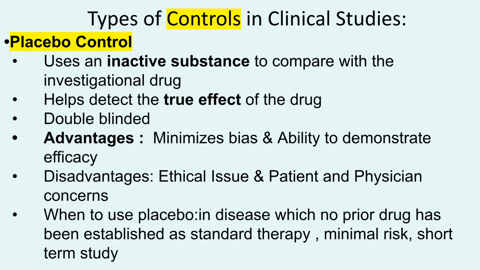First, we have the placebo control, which uses an inactive substance to help detect the true effect of the investigational drug. It is double-blinded and minimizes bias, though it has ethical disadvantages. So, when do we use placebo? Is it used in disease with no prior drugs established as a standard therapy? Placebo means an inert substance that looks exactly like the test drug, but contains no drug.